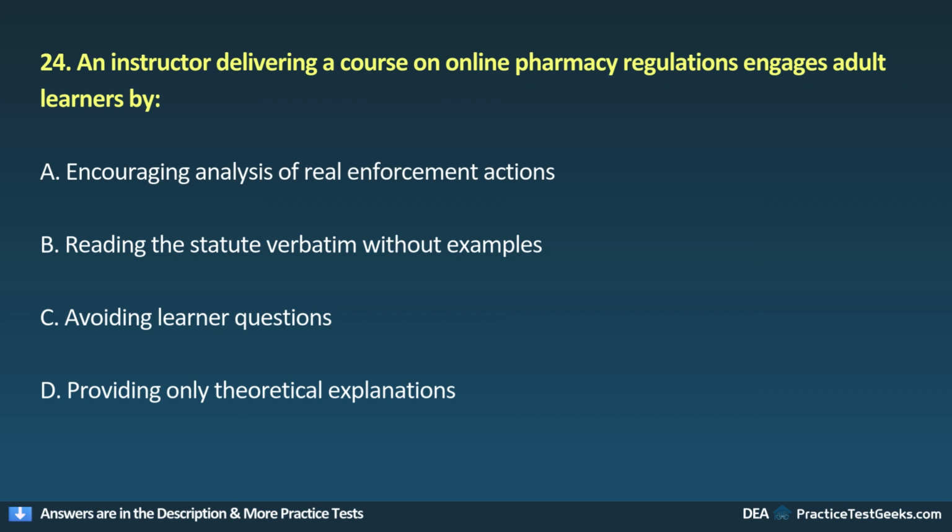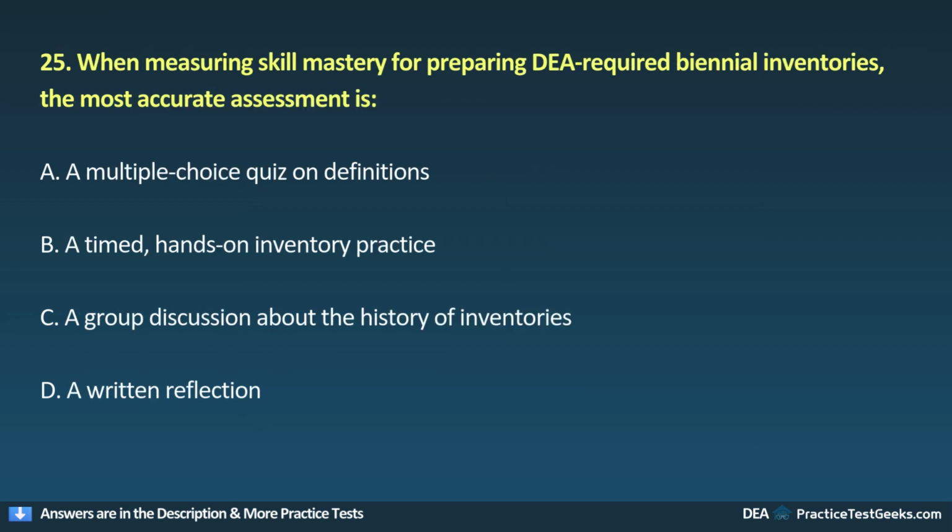24. An instructor delivering a course on online pharmacy regulations engages adult learners by: A. Encouraging analysis of real enforcement actions. B. Reading the statute verbatim without examples. C. Avoiding learner questions. D. Providing only theoretical explanations.